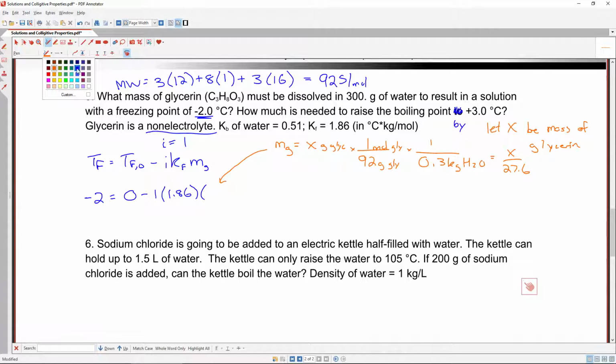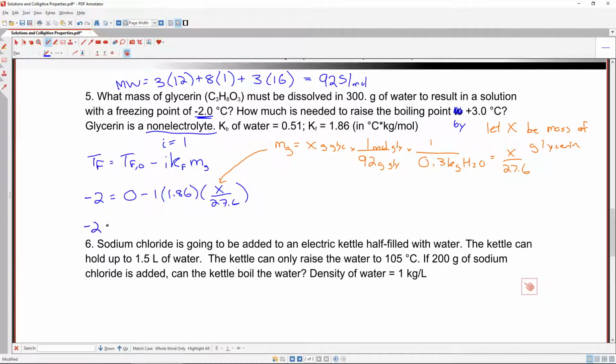And blue, add a blue. Right, so x, erase. Oh, select the pen, there we go. X divided by 27.6. And that is that, right? So we have an equation with one variable, x, and we can solve it.